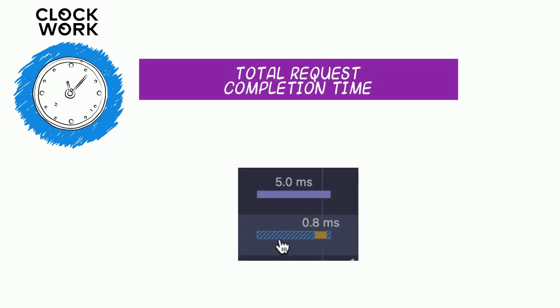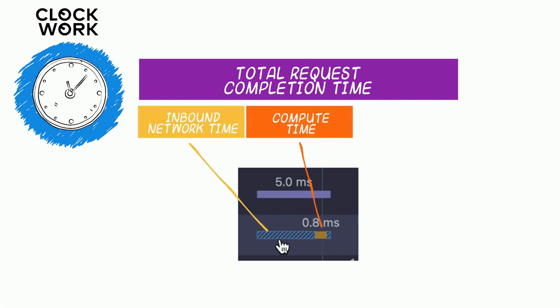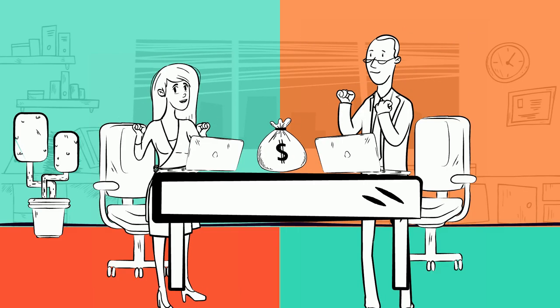Clockwork decomposes the total request completion time for each microservice, so Bob can easily compare the inbound network time, the compute time, and the outbound network time. Because Bob was able to immediately pinpoint the problem, he can quickly move on to keeping his customers happy.